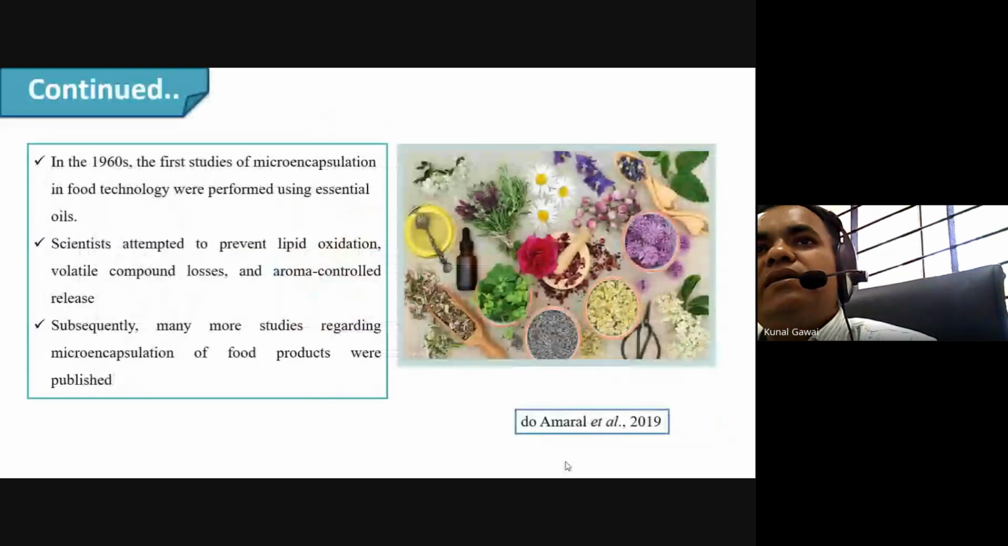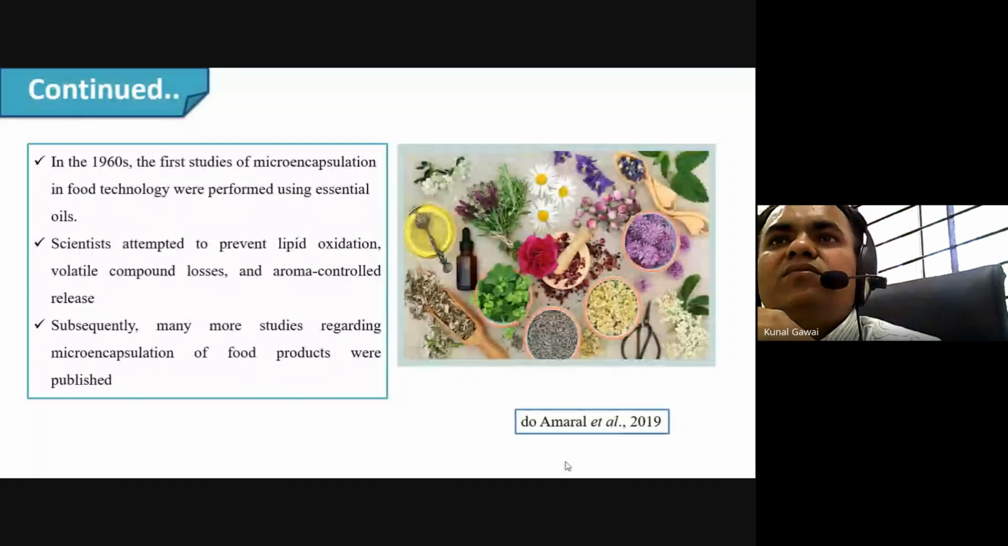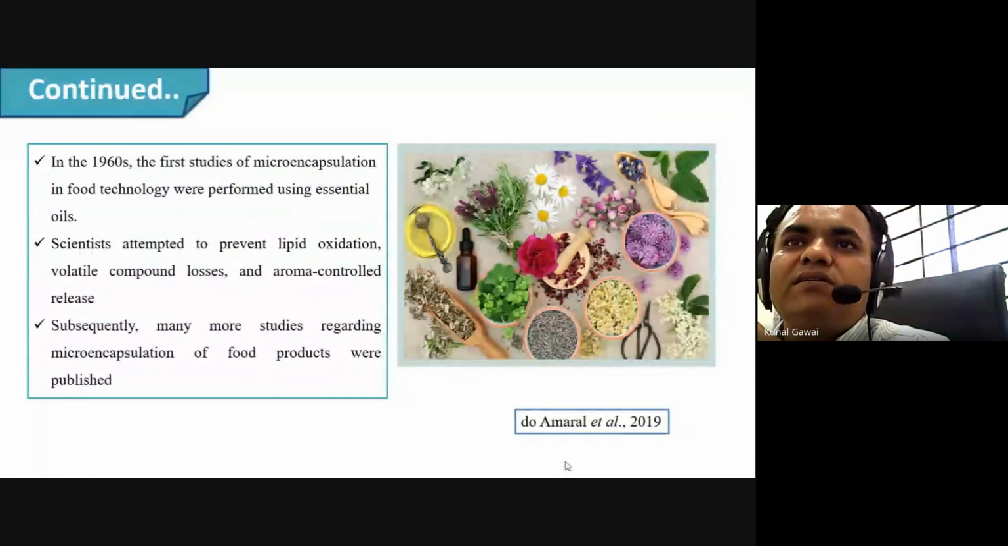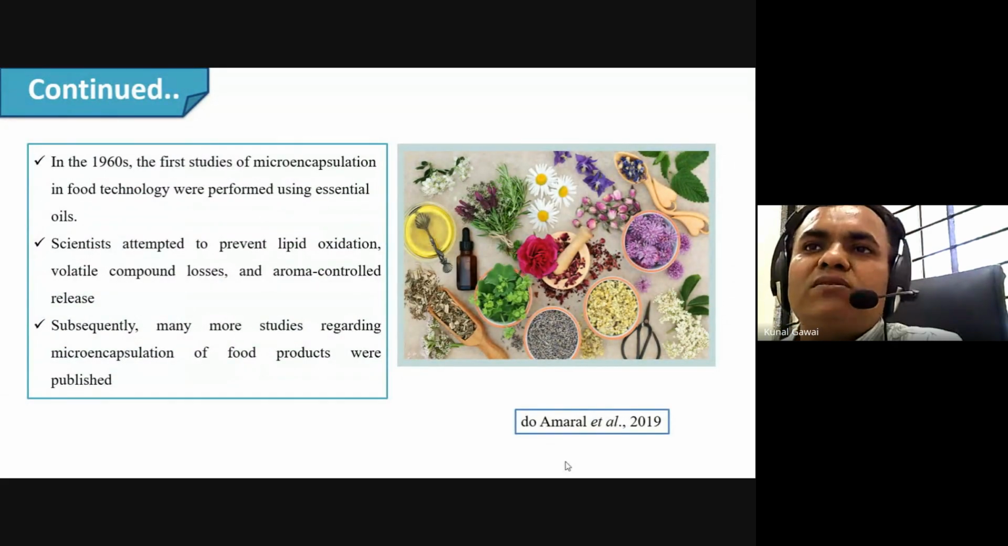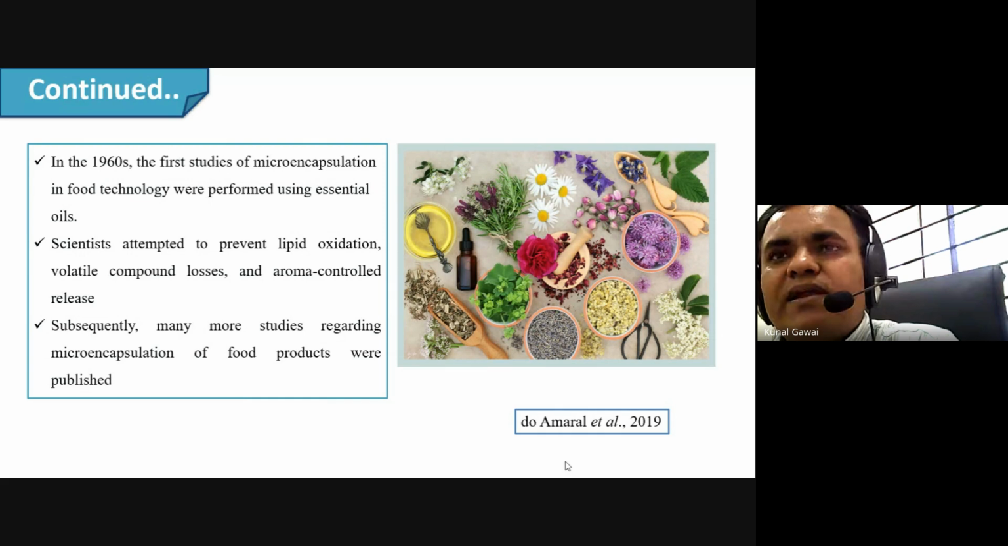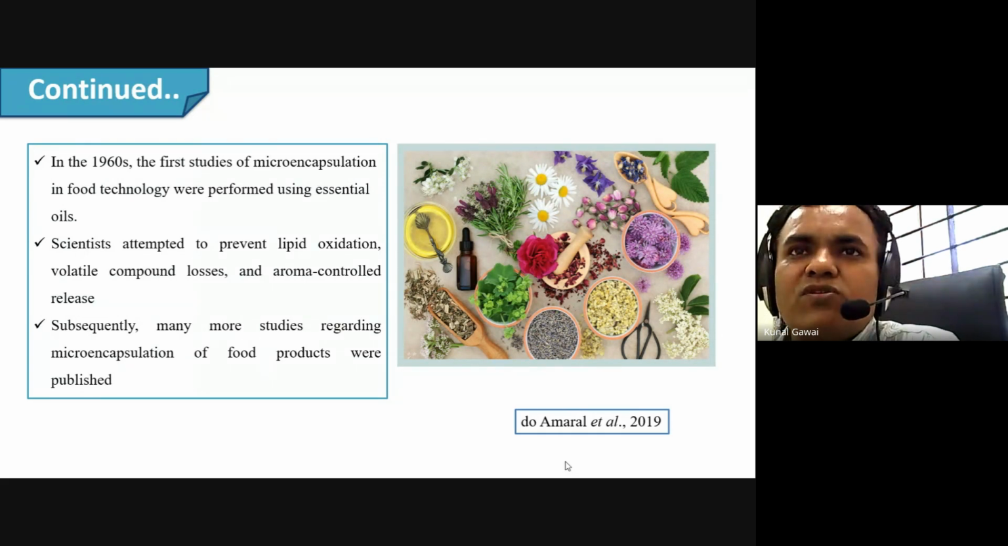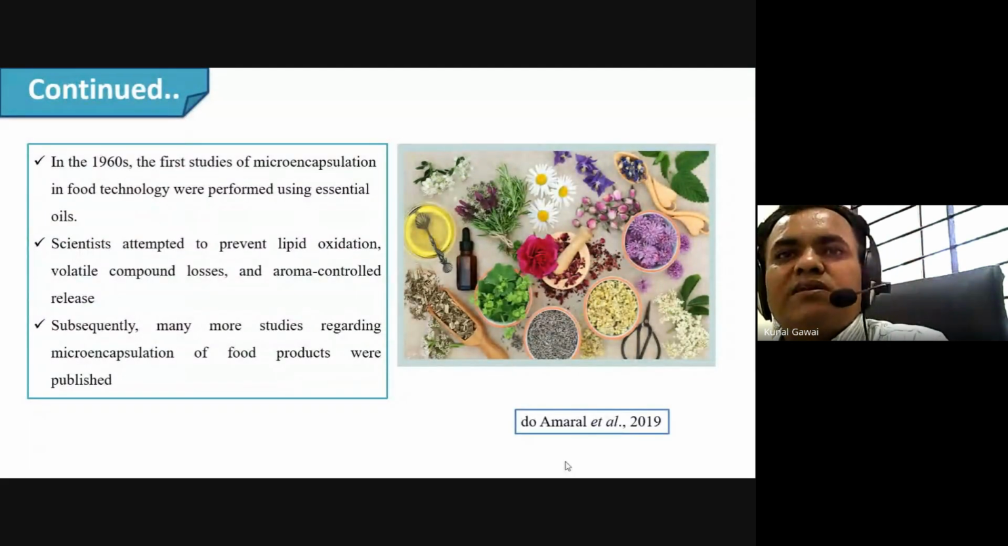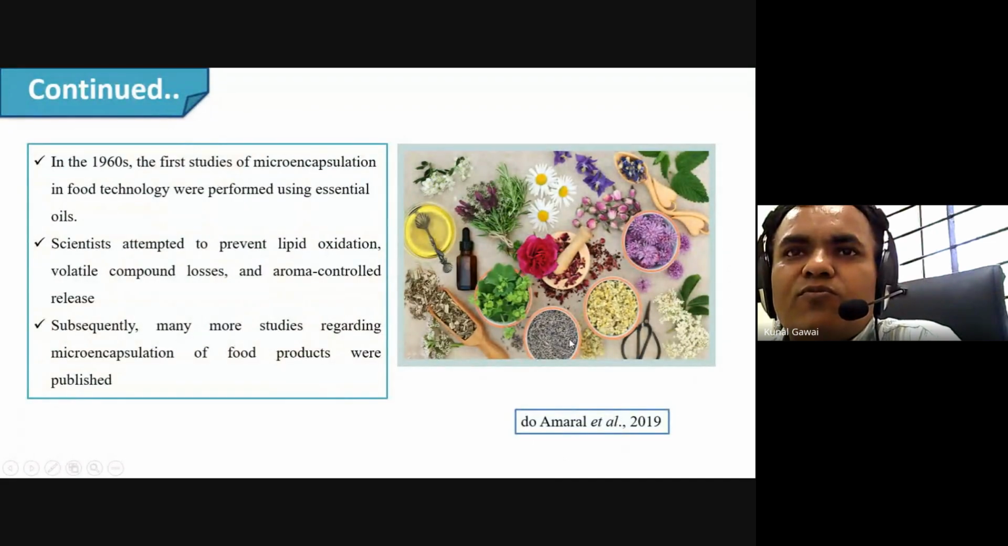In the 1960s, the first studies of microencapsulation in food technology were performed using essential oils, and scientists attempted to prevent lipid oxidation, volatile compound losses, and to control aroma release. So these were the main issues at that time and are present also. Our focus is mostly on preserving the intactness or specific characteristics of any bioactive compound. Subsequently many more studies regarding microencapsulation of food products were published.